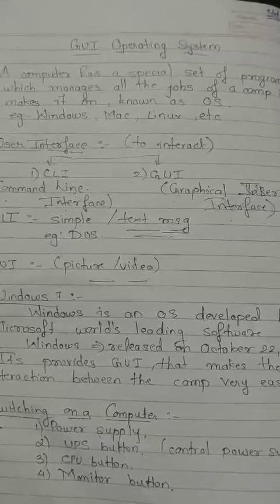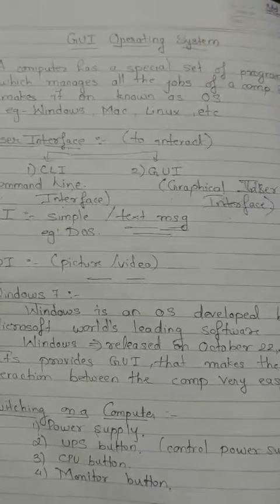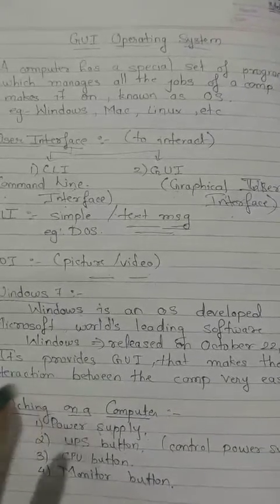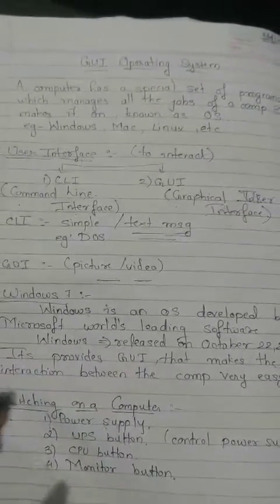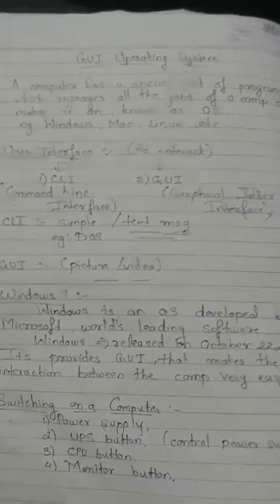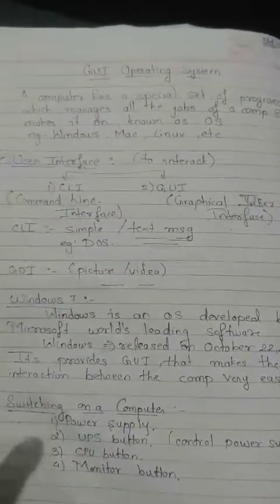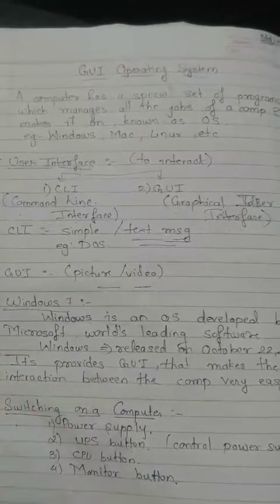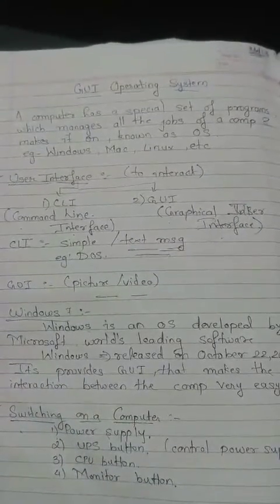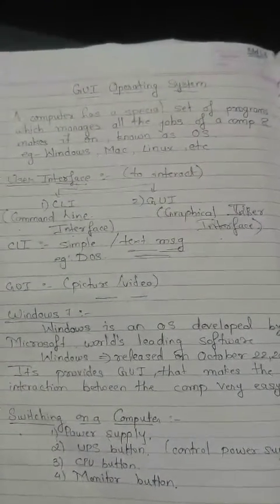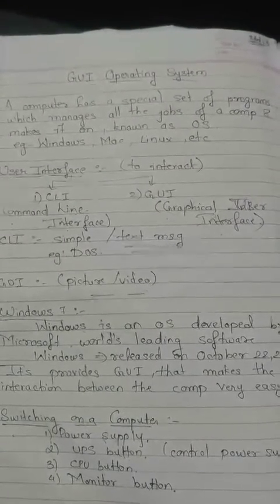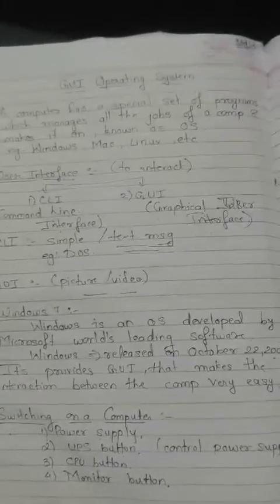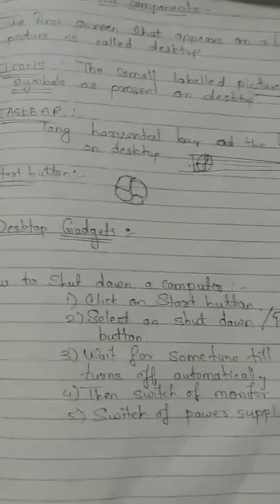The user interface is aimed at interaction, and it is divided into two types, CLI and GUI. What is CLI? It is the command line interface. It is used for texting, like text messages. GUI is the graphical user interface, and it is used for sending pictures and videos.